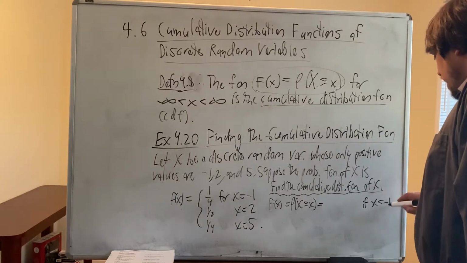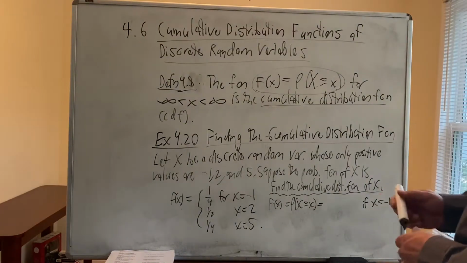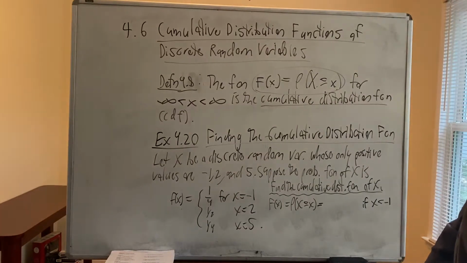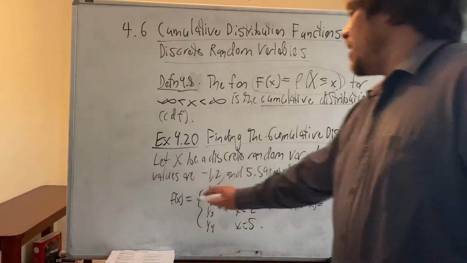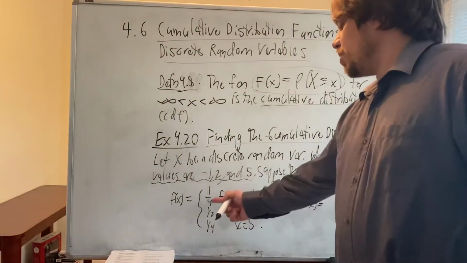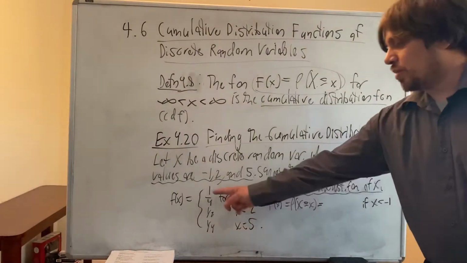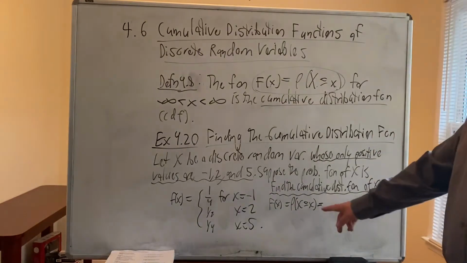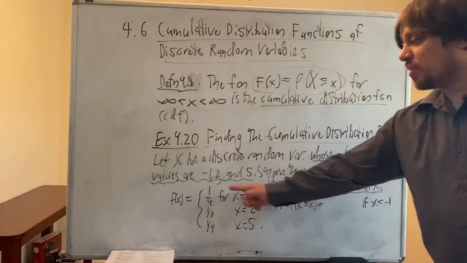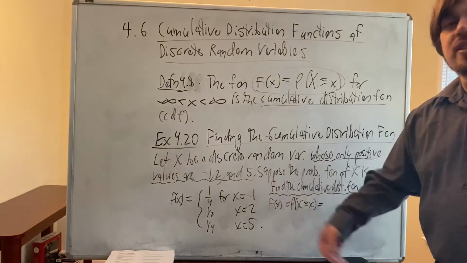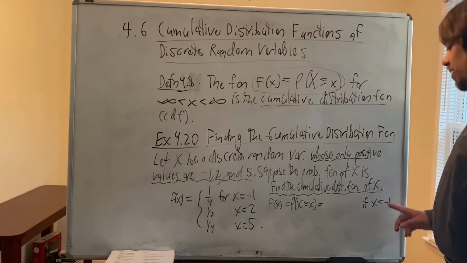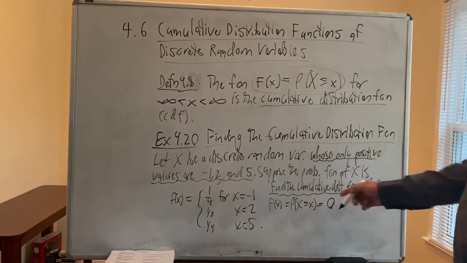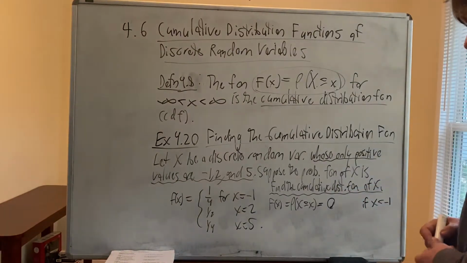If little x is less than -1, and the values capital X can take are only -1, 2, and 5, with respective probabilities 1/4, 1/2, and 1/4, then if little x is less than -1, the probability that capital X is at most a number less than -1 is 0, because the smallest value is -1. So capital F of little x is 0 if little x is less than -1.